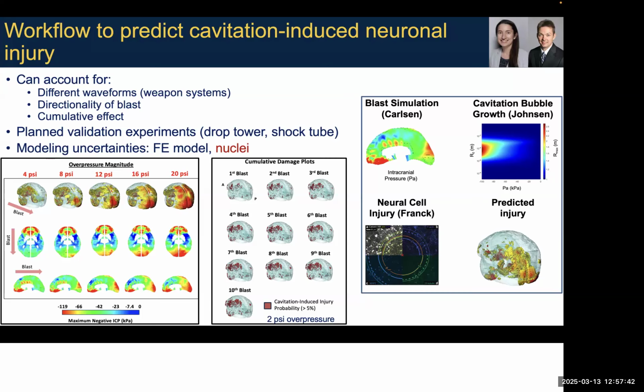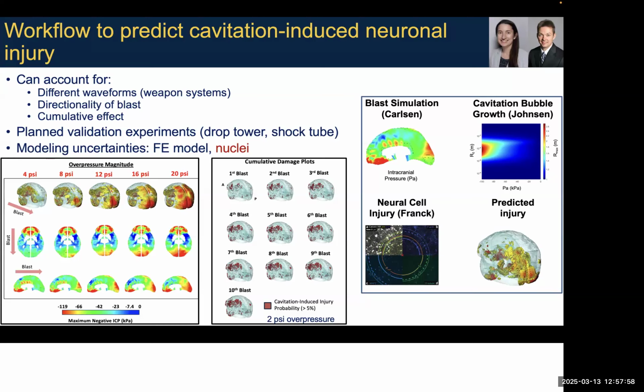I've yet to see data. And so when we run our models, we're making a best guess in some ways. We think that as a starting point, the values that we got from cavitation in agarose gels is probably not a bad place to start.